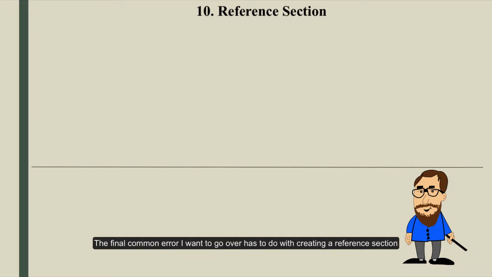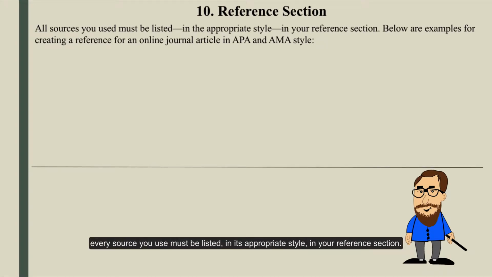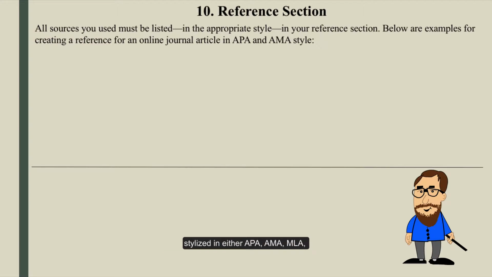The final common error I want to go over has to do with creating a reference section and properly formatting that reference section. No matter what style you use, in any case when you're writing and you're using a source, every source you use must be listed in its appropriate style in your reference section. That means that every text you're using within your writing must at some point be at the end in a reference section, stylized in either APA, AMA, MLA, Chicago, whatever it is for that program, course, or assignment.